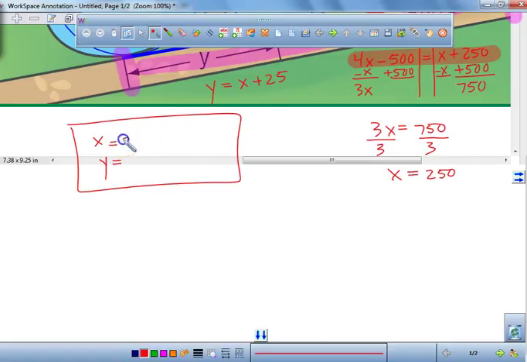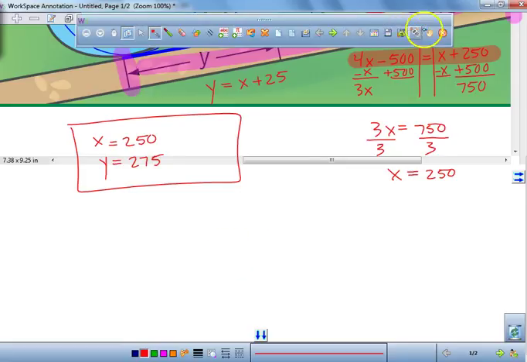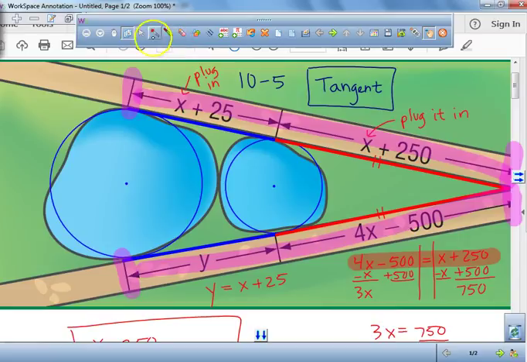So x is 250. But I have to add 25 to it, and y equals 370. So there's my x and there's my y. So those are the correct answers for x and y. But that's not the last thing I need to do. You have to plug it in. So I have to plug in a 250 right here, and a 250 right here.